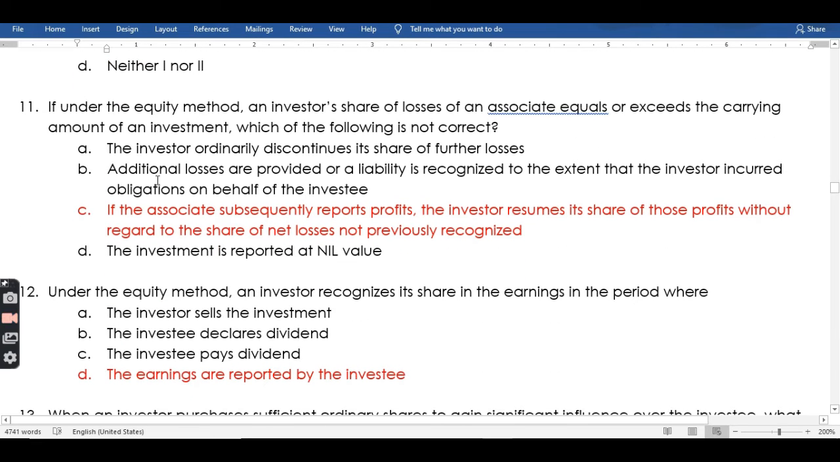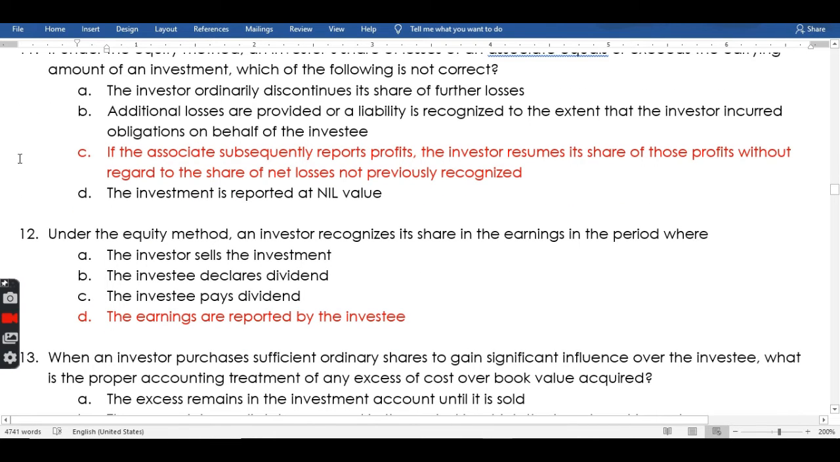Okay, number 11. If under the equity method, an investor share of losses of an associate equals or exceeds the carrying amount of the investment, which of the following is not correct? O, di ba, ano na ulit yung concept? Kapag nag-zero out na yung share natin sa losses ng associate, ang gagawin natin, i-disclose na lang natin yon at babawiin sa mga succeeding profits. Okay, so ang sagot ay letter C.